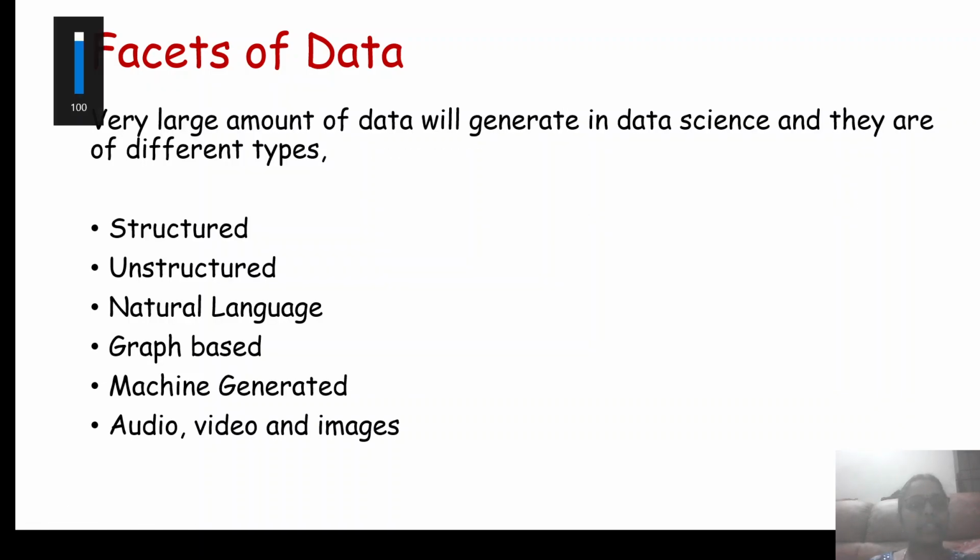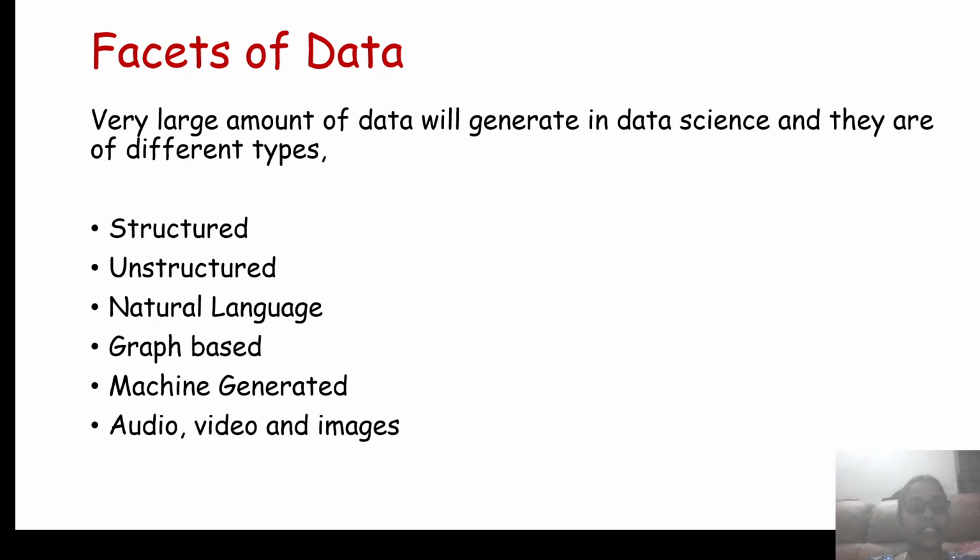Next is facets of data. A very large amount of data will be generated in real scenarios or in data science. The available data are of many different types. The data are mainly classified into structured and unstructured. Structured, unstructured. After that we have natural language and graph-based data.